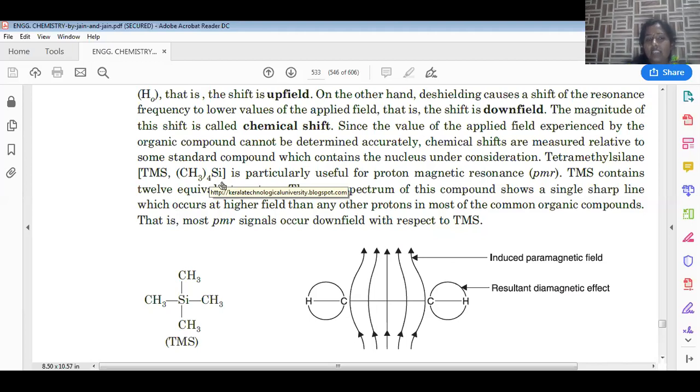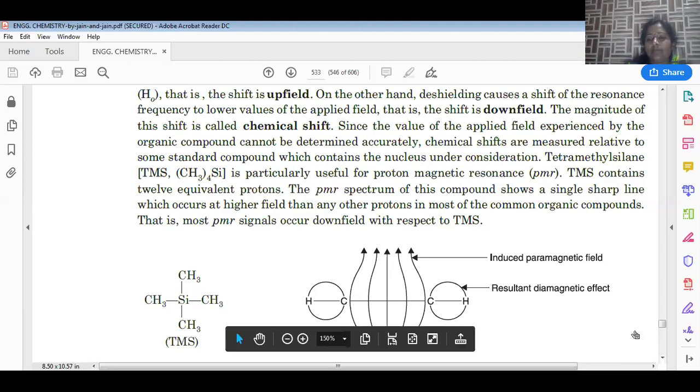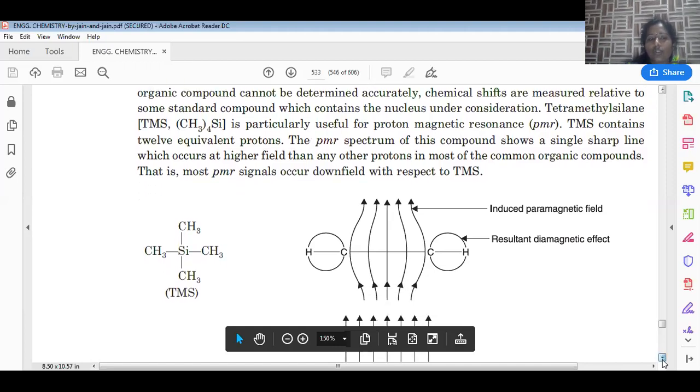The second reason is that it is able to dissolve many organic compounds, so there is no problem of solubility. It is used to dissolve most organic compounds. And the third is that it is highly volatile in nature. That's the reason why we need not go for any special methods of purification. By simple evaporation, we can remove this tetramethylsilane, so it is easy to remove.